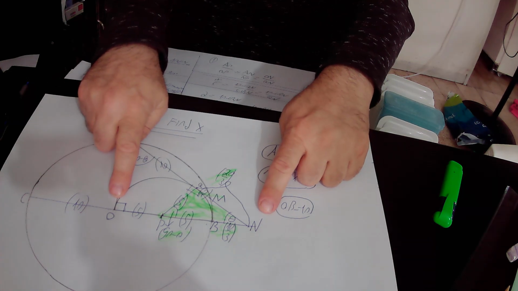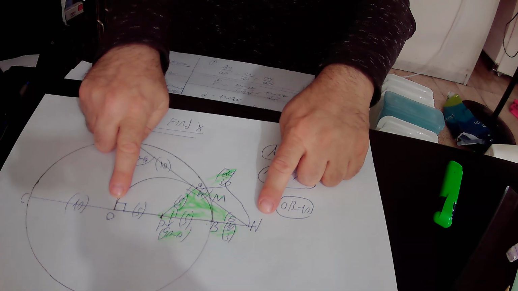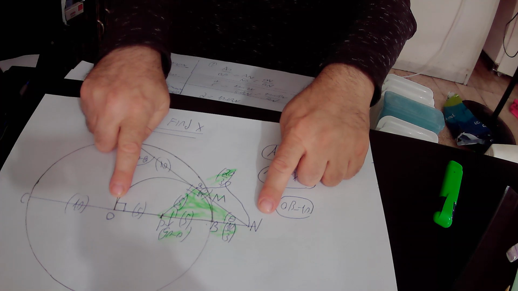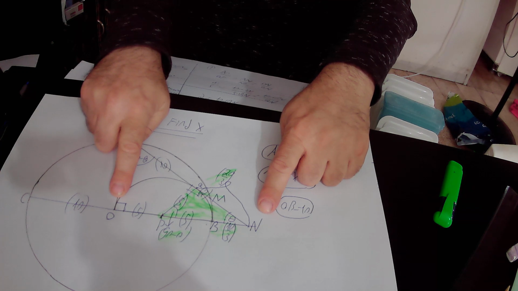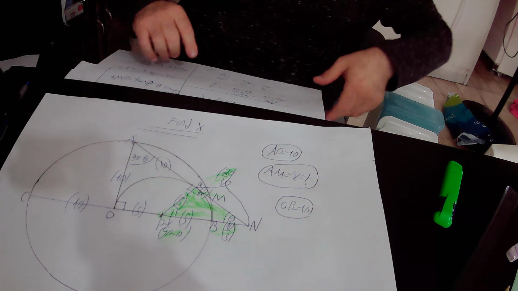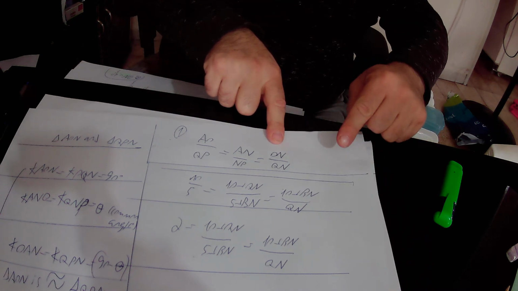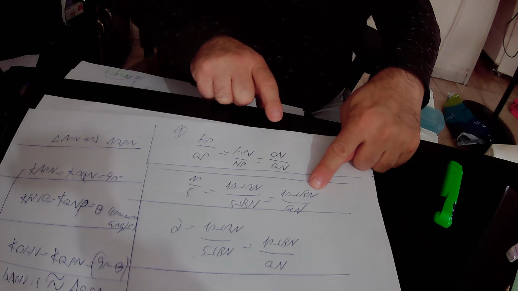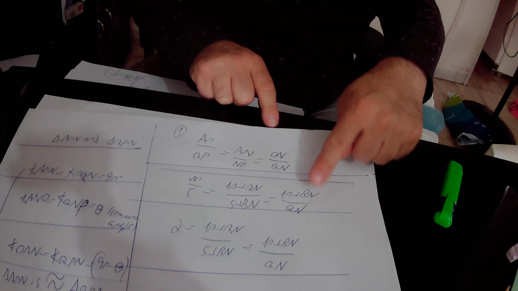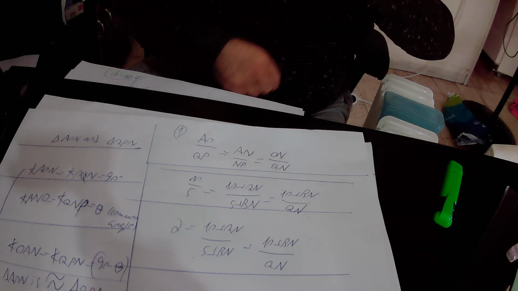ON equals OP plus PB plus BN. That is to say, ON equals OP, that is 5, plus PB, that is 5, so 5 plus 5 is 10. So ON in total equals 10 plus BN. Here ON equals 10 plus BN over QN. QN is the missing side, so we leave it.